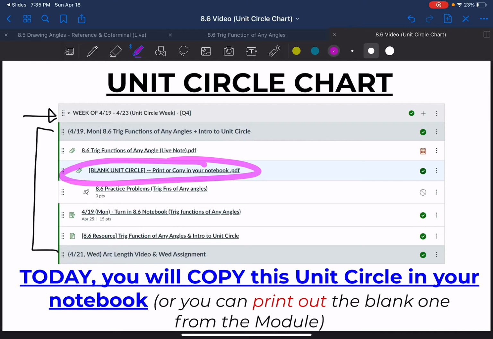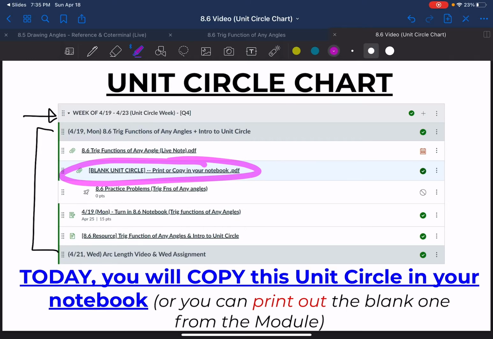Or if you have a printer at home, you can definitely print it out and maybe put it in your notebook. Or if you have a binder, just make sure you keep it with you. But when you submit your notebook for today, submit everything. You should have the completed unit circle chart as well.